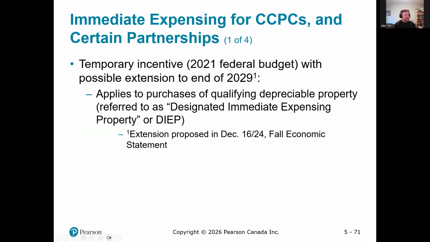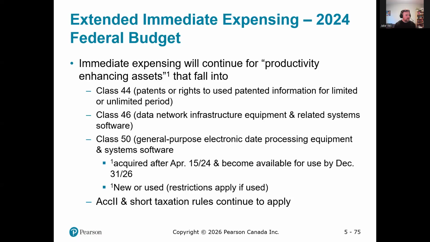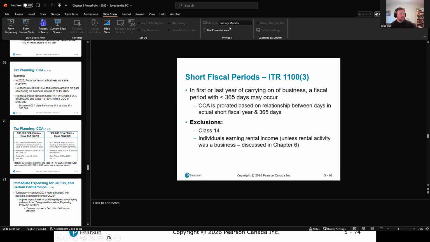There are rules around immediate expensing, the DIEP. I'm not going to do those for now. Extended immediate expensing. And then we go into dispositions. So I'm going to stop there.